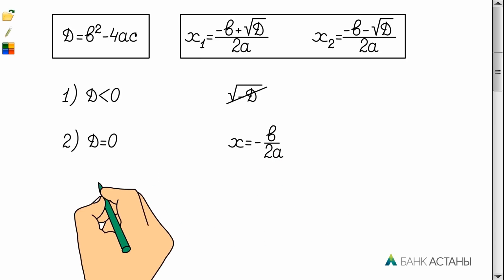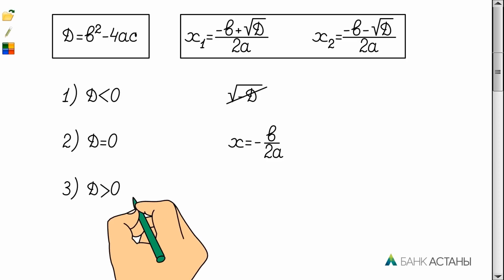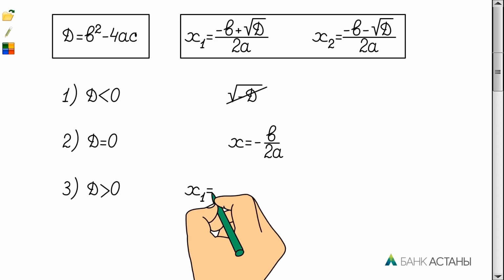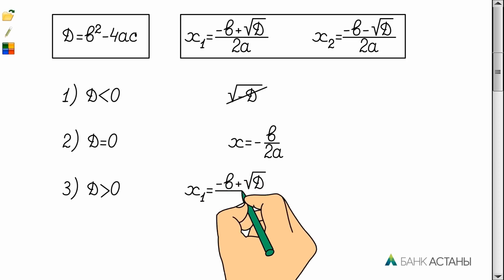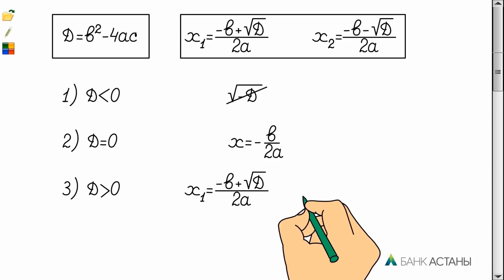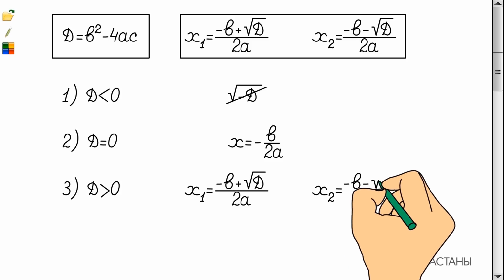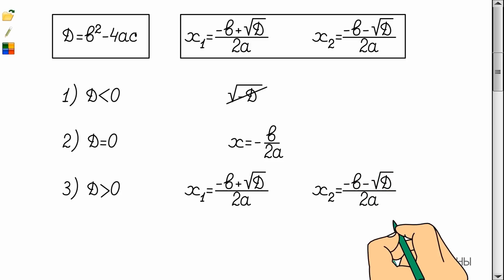And finally, the last case is when discriminant is bigger than 0. In this case, the equation has two roots. x1 is equal to minus b plus the square root of discriminant, divided by 2a. And the second root, x2, is equal to minus b minus the square root of discriminant, divided by 2a. We found the general solution of quadratic equations.